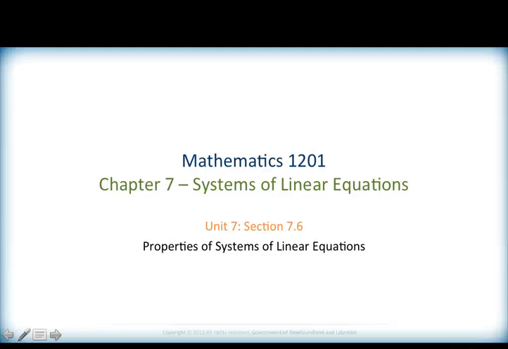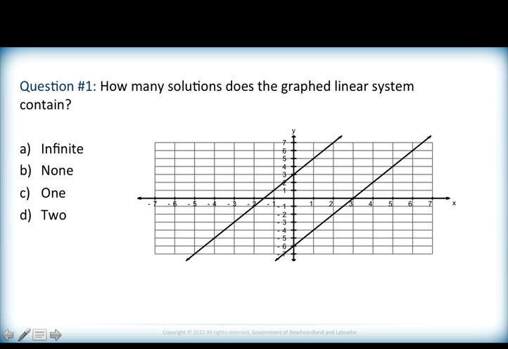In this lesson, we will cover questions from Unit 7, Section 7.6, Properties of Systems of Linear Equations. Question 1. How many solutions does the graphed linear system contain?